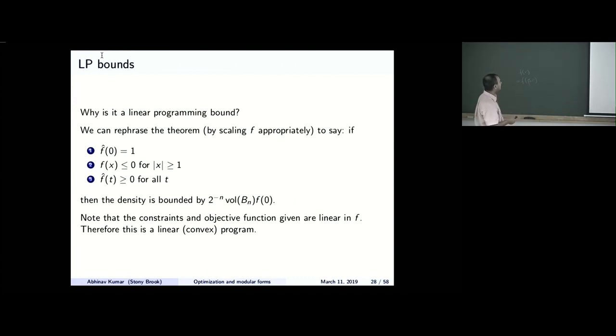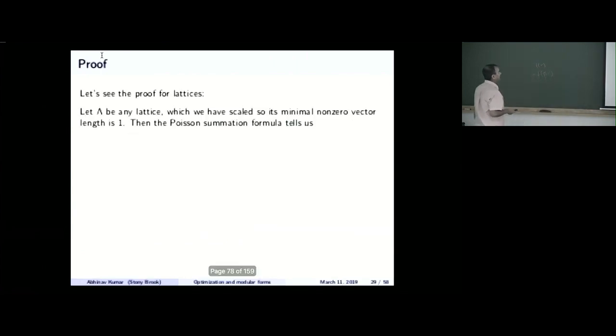Okay, and if you now look at this, what this is saying about f, which is a Schwartz function in some infinite dimensional space of functions, is that these are all linear constraints on f. I mean, there's a continuum of linear constraints, but they're all linear. And the objective function is also linear, so it's a linear program. It's a convex program to be more precise, but you just say it's a linear program.